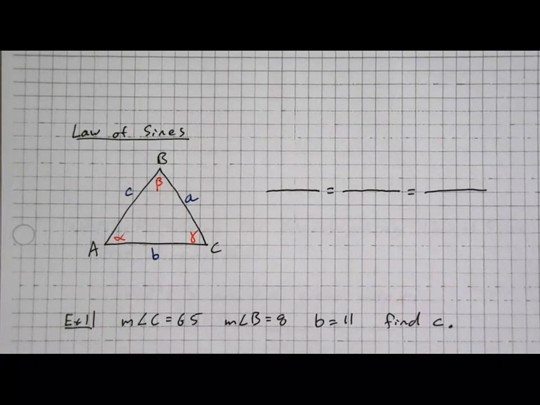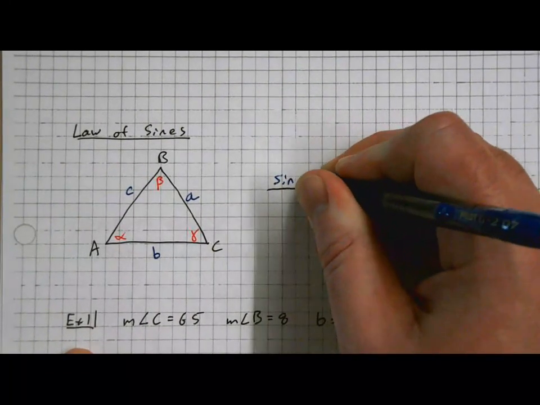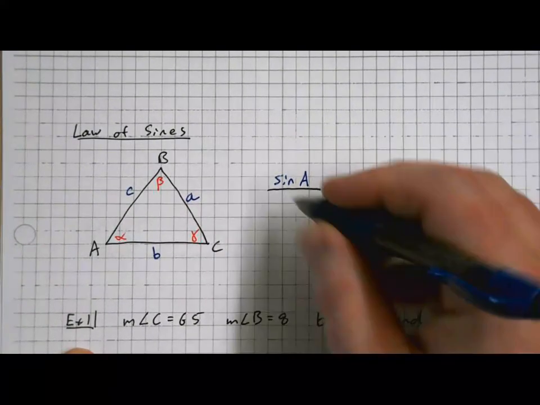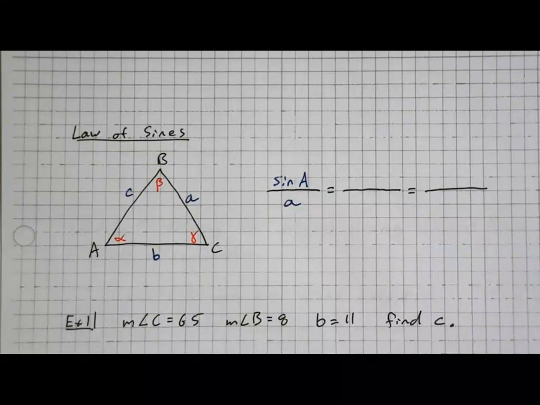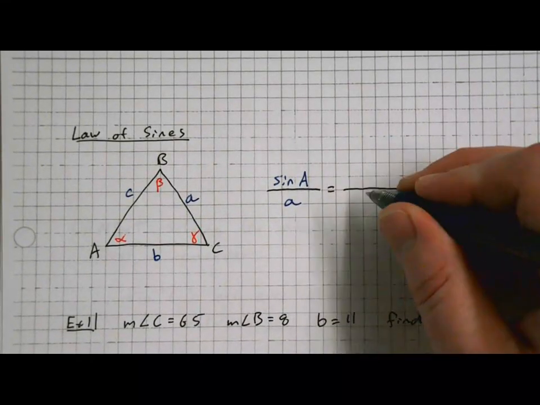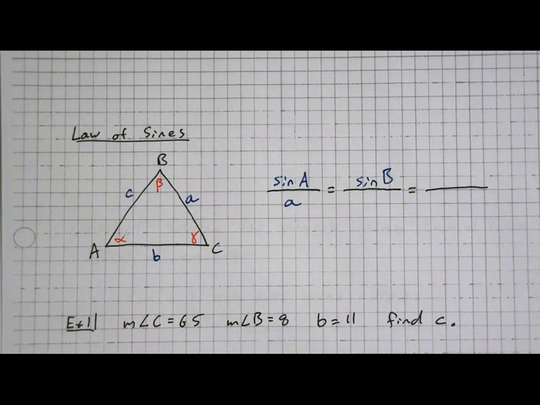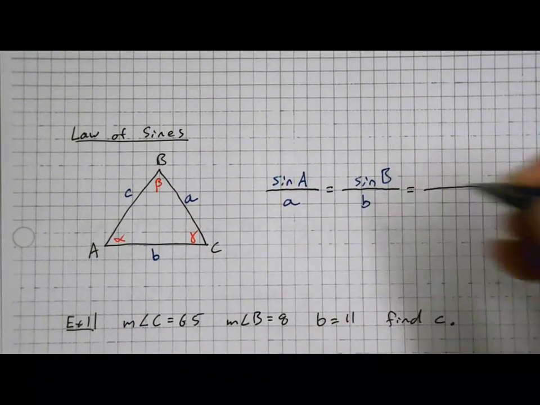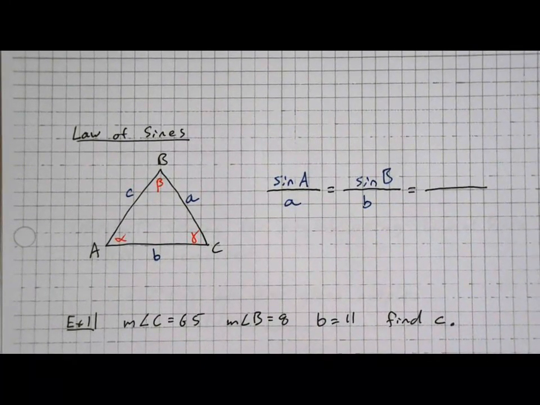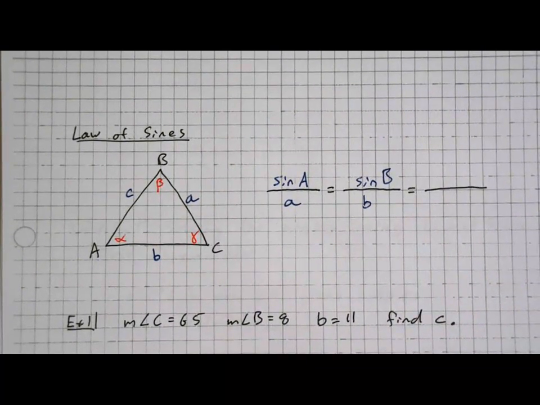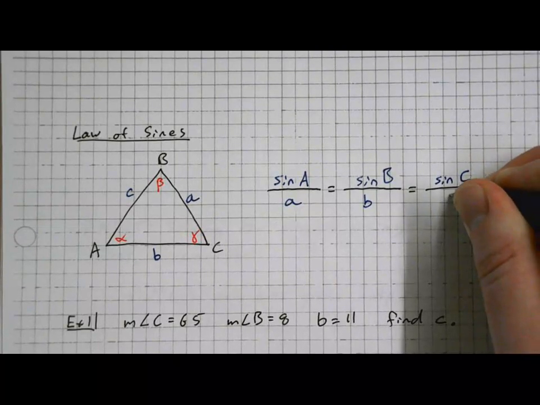So here is the law of sines. The law of sines says that the sine of angle A divided by the length of the side across from it, that ratio, is equal to the sine of angle B divided by the side that's across from it. And that, in turn, is equal to, I bet you can fill out that last one on your own. You guessed it. Sine of angle C divided by the side across from it.